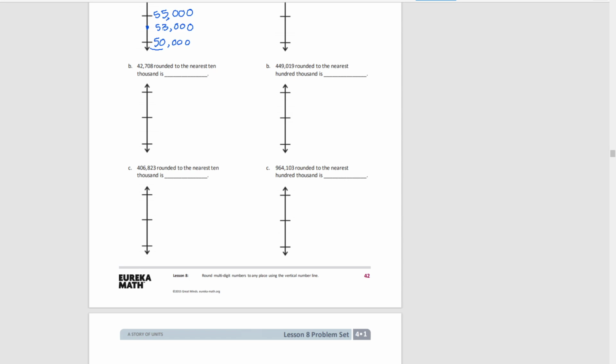Okay, again, we're rounding to the nearest 10,000. So this number has 4 10,000s, so that's going to be on our low end. The next highest 10,000 would be 5 10,000s. The midpoint would be 45,000. 42,708 would plot about there, so it's closer to 40,000. Okay, pause the video and try C.